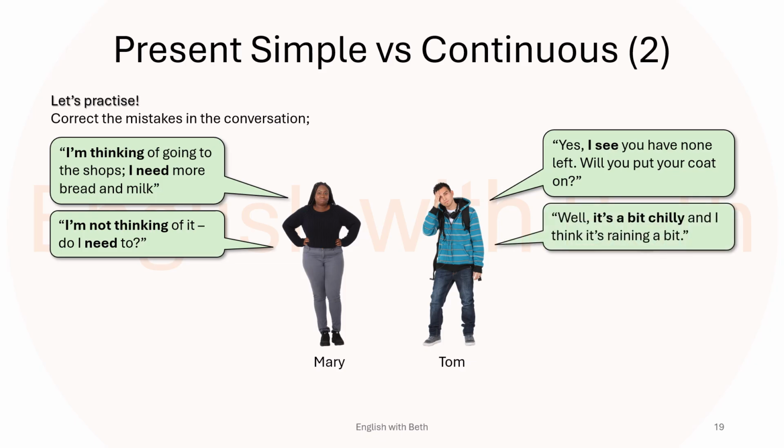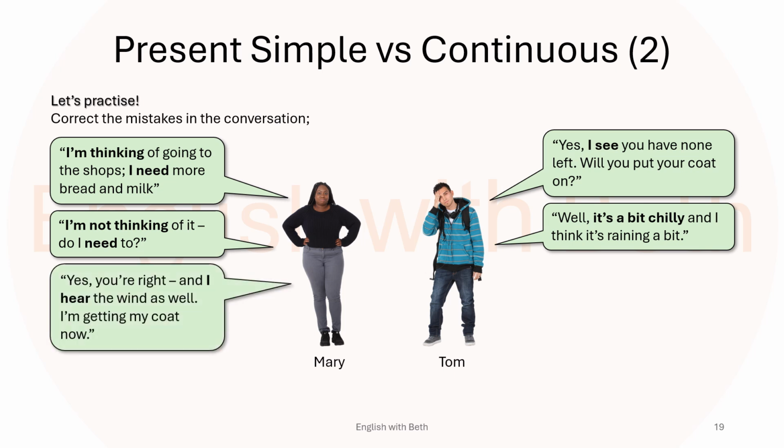Well, it's a bit chilly, and I think it's raining a bit. Chilly is not behaviour, so we can't use it's being a bit chilly. Being is only used for behaviour. Yes, you're right, and I hear the wind as well. I'm getting my coat now. Hear is one of our senses, so we usually use present simple.